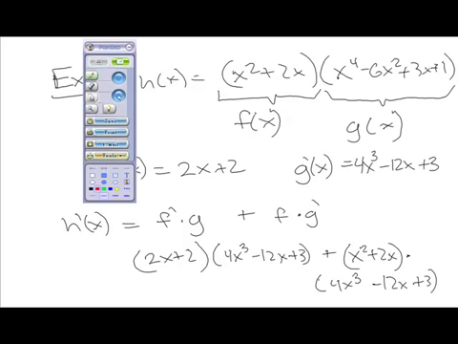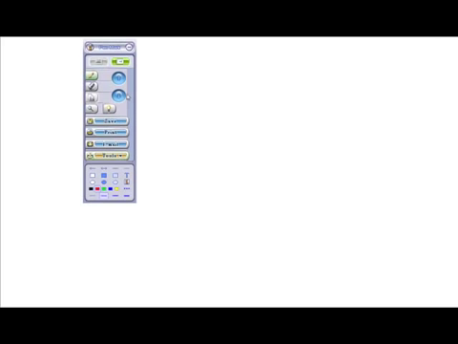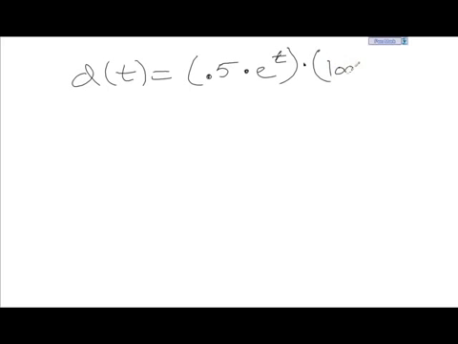Let's take a look at another one. We'll call that example 1, and we'll do another example. So let's just say that we have d of t equals 0.5 times e to the t, times the log base 2 of x.